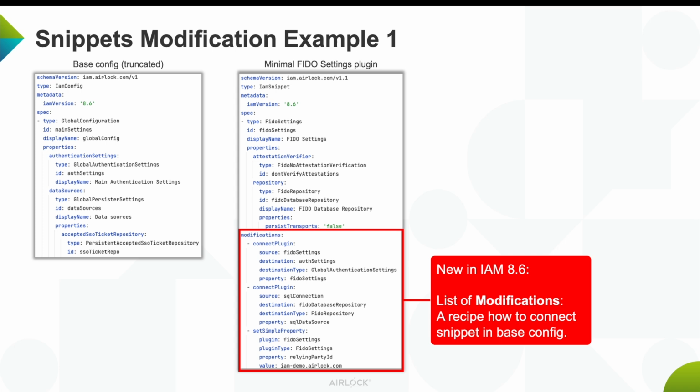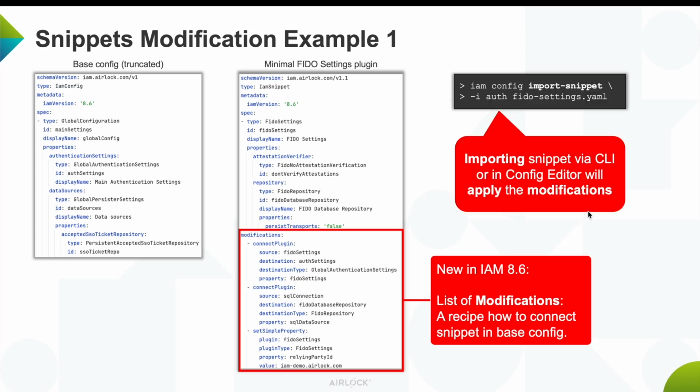In this example, the first modification connects the FIDO settings to the main authentication settings. The second modification connects the database connection from the base configuration to the FIDO repository plugin. And finally, the third modification uses the setSimple property modification to simply set the relying party ID. This is a simple string property and not about connecting plugins. As mentioned, the modifications are applied when using the config import snippet command or when uploading or dropping the snippet in the config editor.